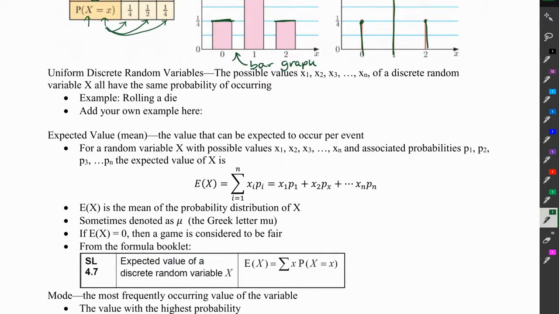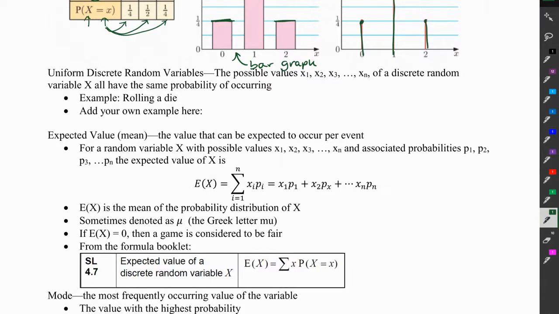Uniform discrete random variables means that the possible values of a discrete random variable x all have the same probability of occurring. So for example, rolling a die. The outcomes of rolling a die would be 1, 2, 3, 4, 5, 6, and the probability is the same for every one of those outcomes.